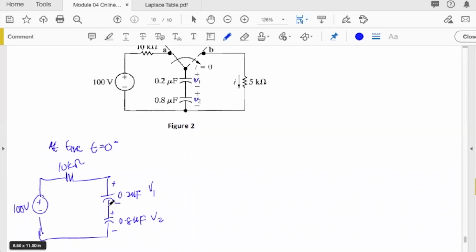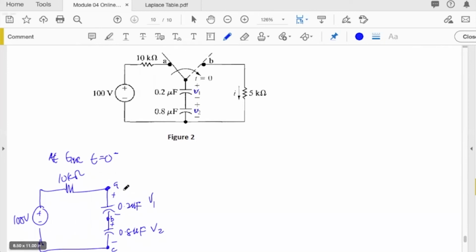To make the analysis, we assume that is our node A, that is our node B and that is our node C. Remember this is a capacitor. When we want to analyze this capacitor, we use differential equations to model the changes of the voltage. To solve the differential equations, you need to apply Laplace transforms. This is the initial condition of our circuit before the switch is moved.